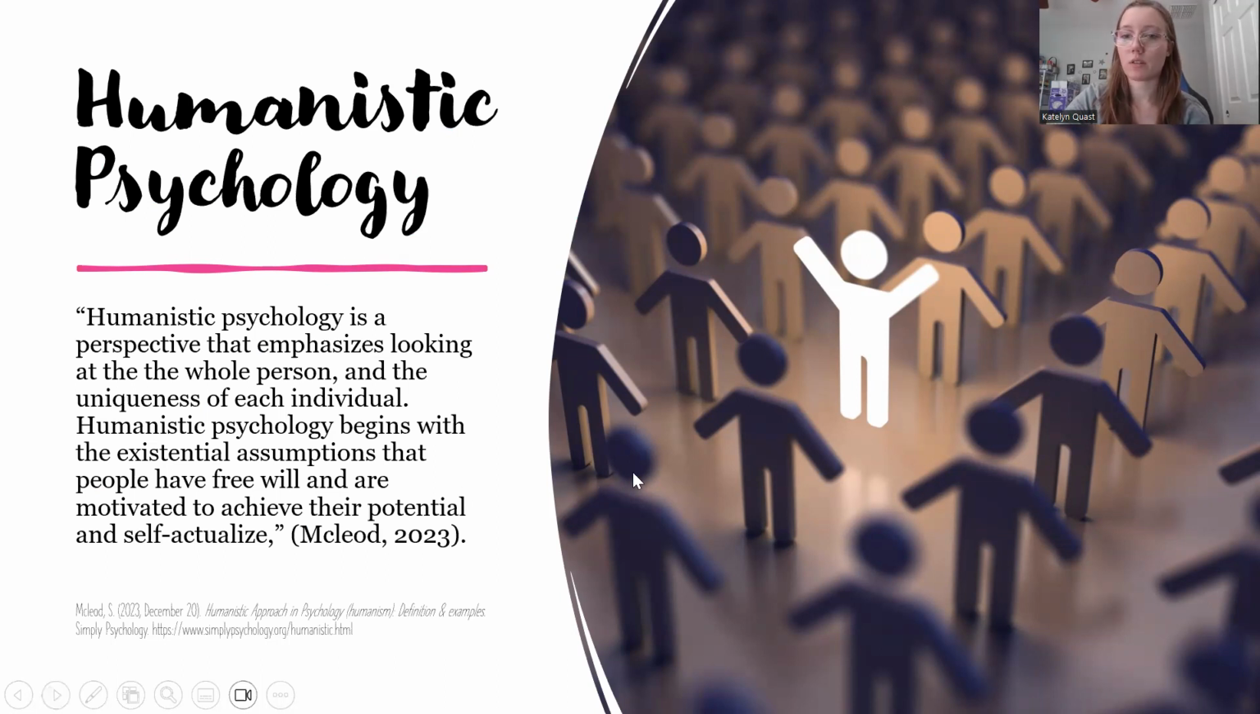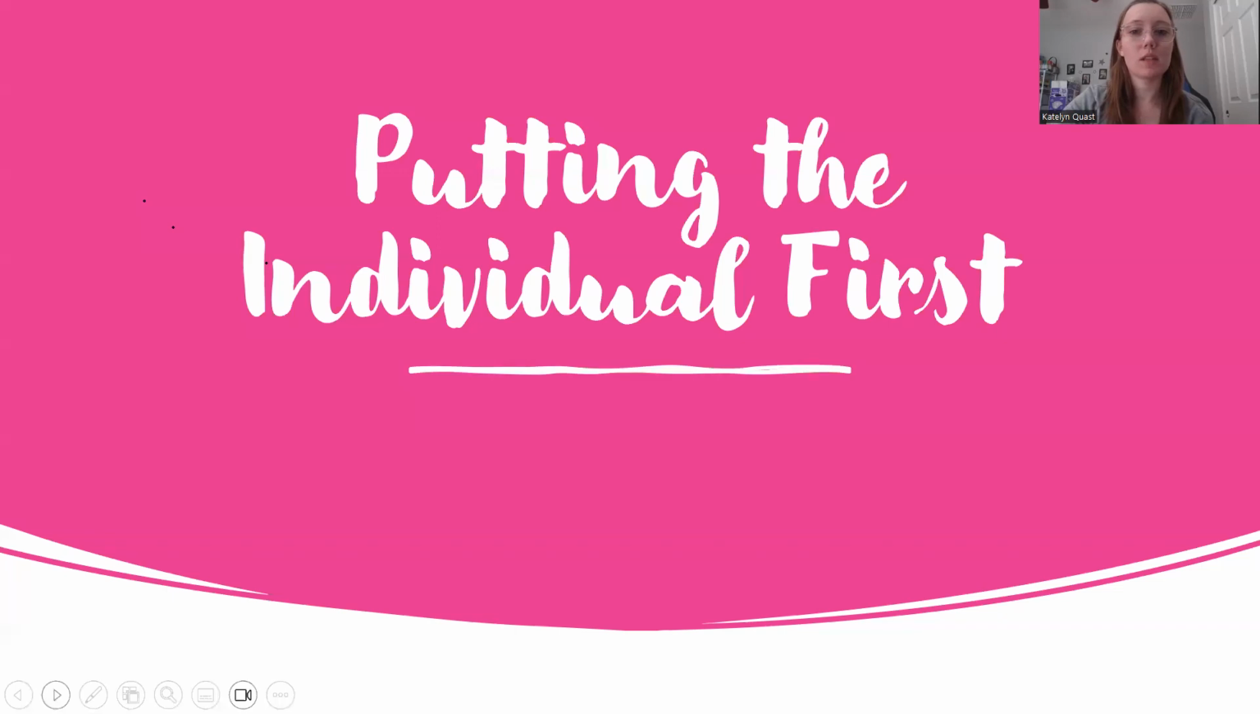In this picture on the right, there is a whole bunch of fake people, as you can see, and one highlighted. The essence of humanistic psychology is that it's all about the self, looking at the entire person, and the big goal is to achieve self actualization, which I will talk about in a little bit. So, what is the humanistic approach then? The humanistic approach is putting the individual first when it comes to a work environment. This is a lot harder said than done in a lot of organizations.